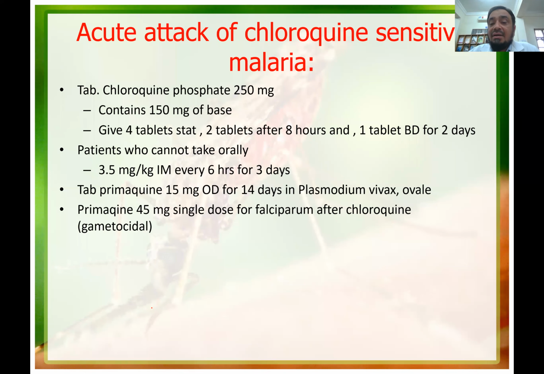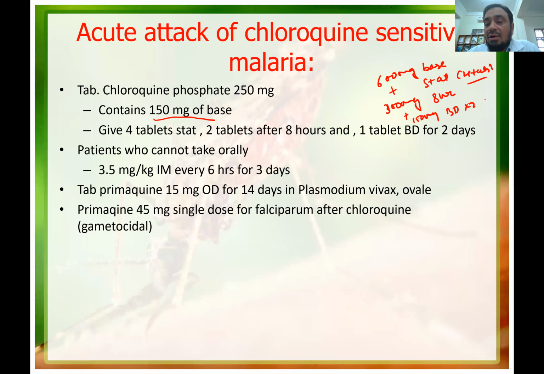Now, how to treat chloroquine sensitive malaria? Already we have seen in the previous class. Give chloroquine 600 milligram base stat, that is 4 tablets of chloroquine phosphate. Then after 8 hours you give 300 milligram, okay, and then 150 milligram you give BD for 2 days.